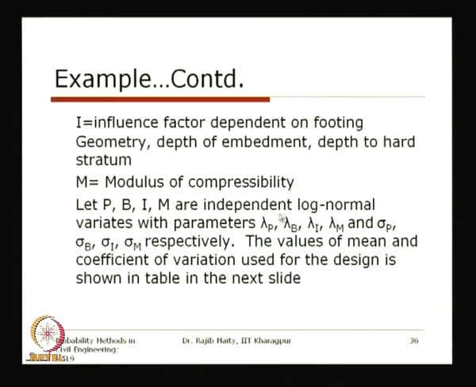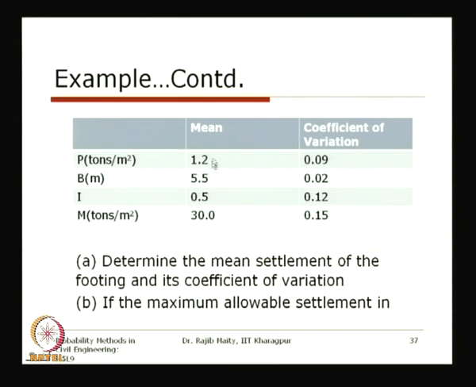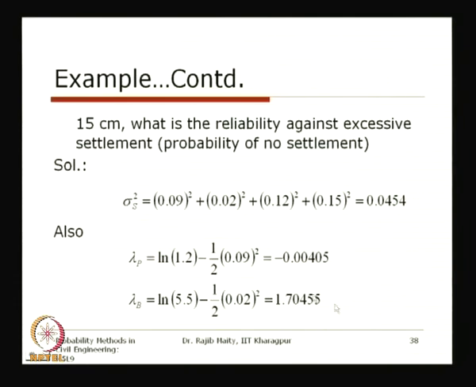Let P, B, I, M be independent log normal variates with parameters lambda P, lambda B, lambda I, and lambda M, and sigma P, sigma B, sigma I, and sigma M respectively. The values of the mean and coefficient of variation used for the design are shown in this next slide, the mean and coefficient of variation for these individual parameters. Determine the mean settlement of the footing and its coefficient of variation. If the maximum allowable settlement is 15 centimeter, what is the reliability against excessive settlement?